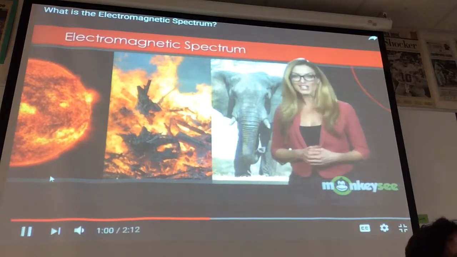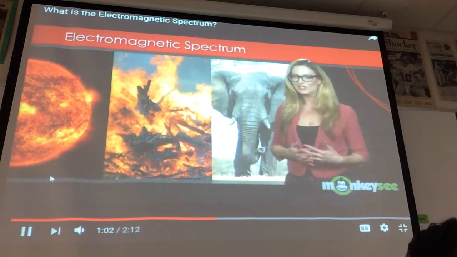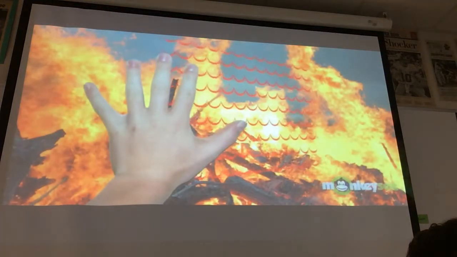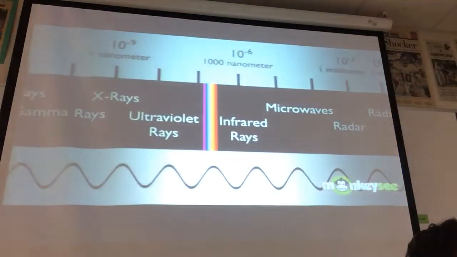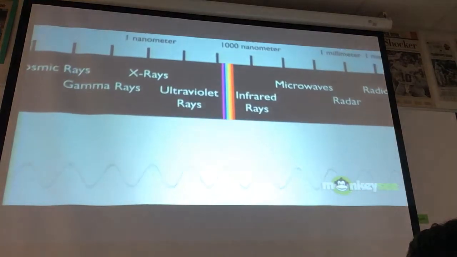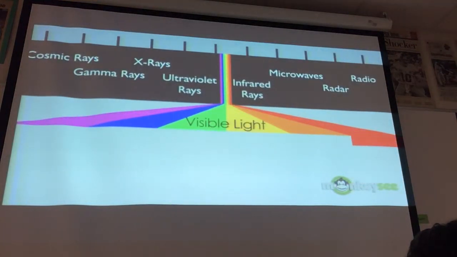Sun, fire, living creatures, and other heat sources all produce infrared light. While we cannot see infrared light, we feel it as heat. Visible light occupies a narrow slice of the electromagnetic spectrum, nestled between infrared and ultraviolet light.